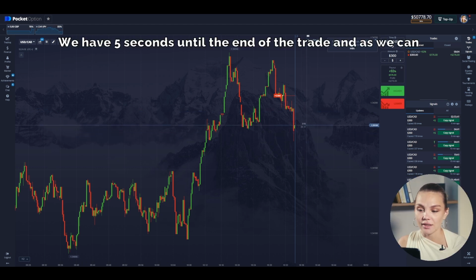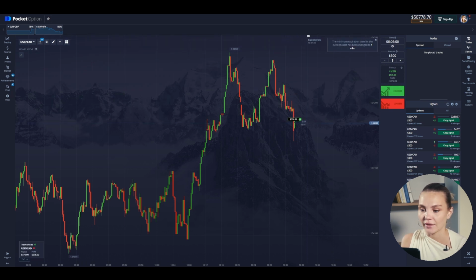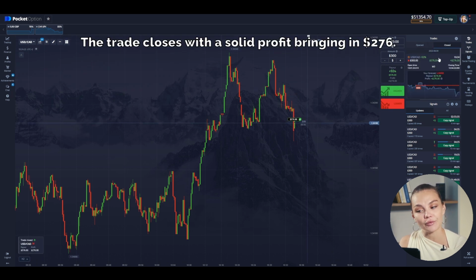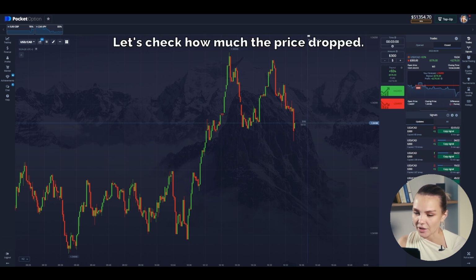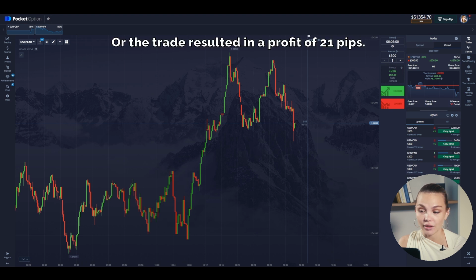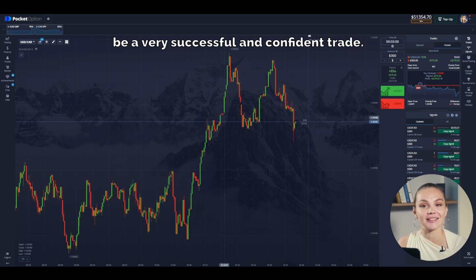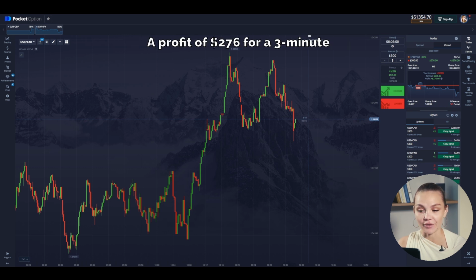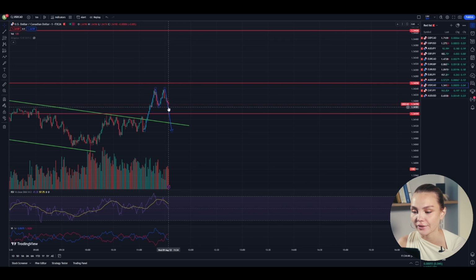We have 5 seconds until the end of the trade, and as we can see, everything worked perfectly. The trade closes with a solid profit, bringing in $276. Let's check how much the price dropped. Oh, the trade resulted in a profit of 21 pips. Considering the low market volatility, this turned out to be a very successful and confident trade. A profit of $276 for a 3-minute trade is also pretty impressive.